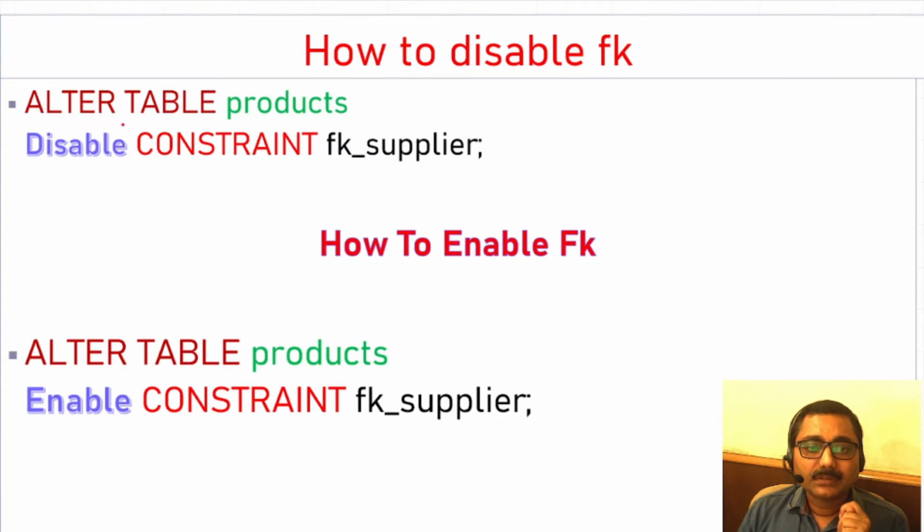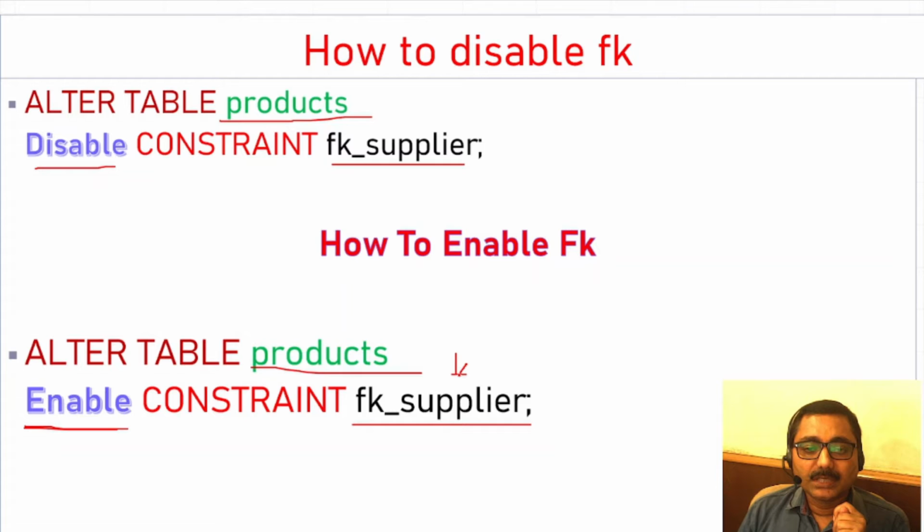Again, to disable, simple, write down the name of the table, the disable keyword and the name of the foreign key. Similarly, for enabling, take the name of the table with the alter table command, write down the keyword enable, and then write down the name of the foreign key. So here the name of the foreign key is FK underscore supplier. Again, this is the disable command, this is the enable command. This was all about the foreign key constraint.